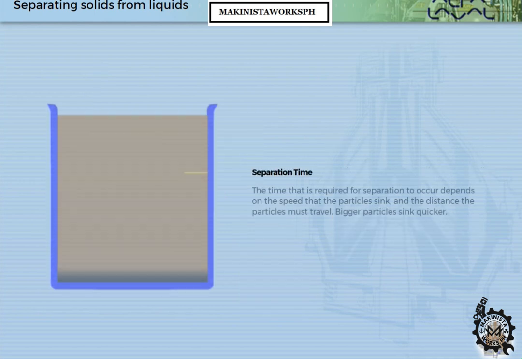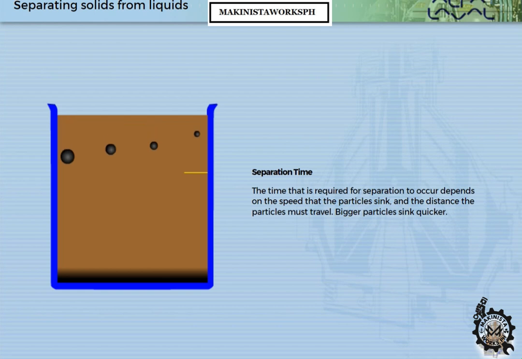Separation time. The time that is required for separation to occur depends on the speed that the particles sink and the distance the particles must travel. Bigger particles sink quicker.